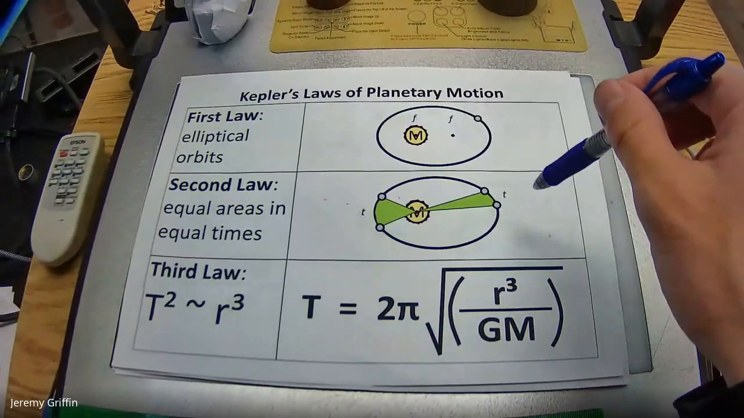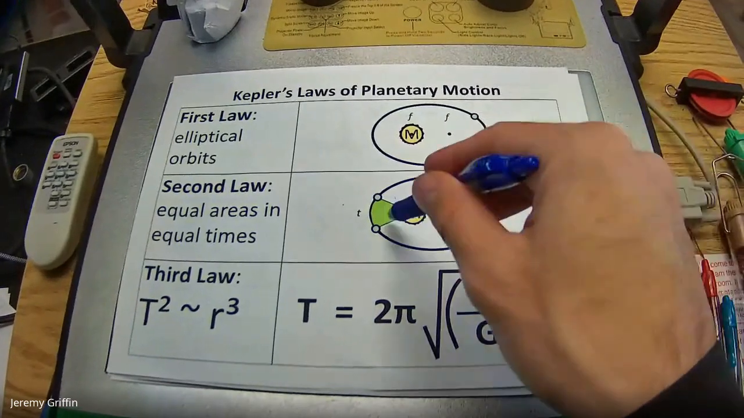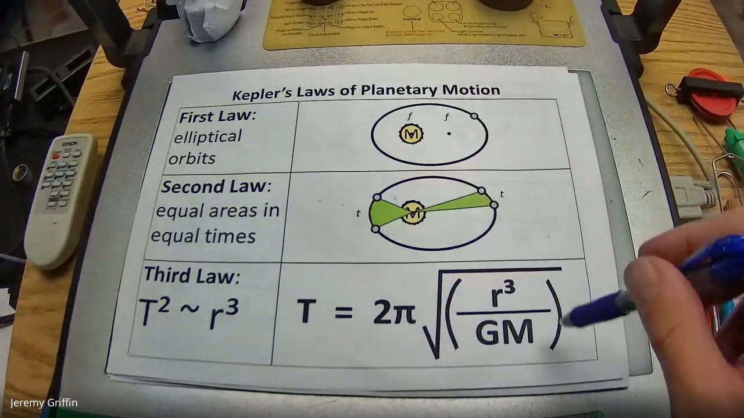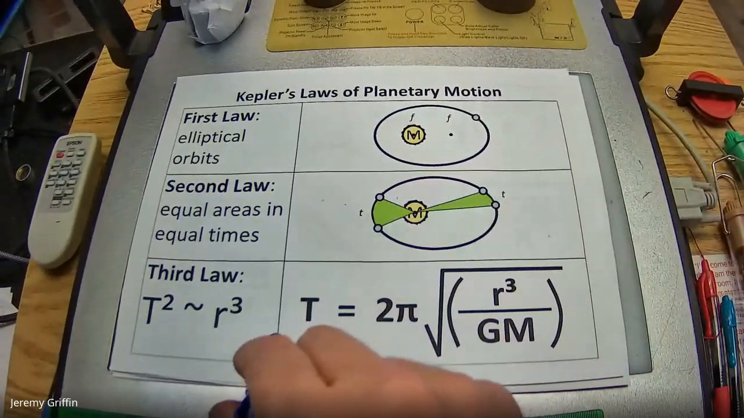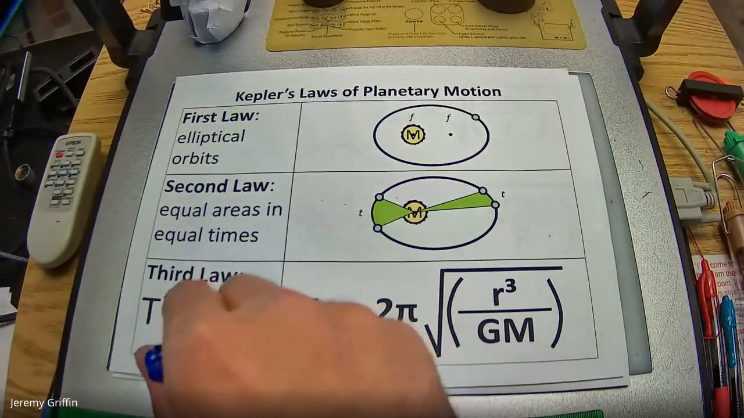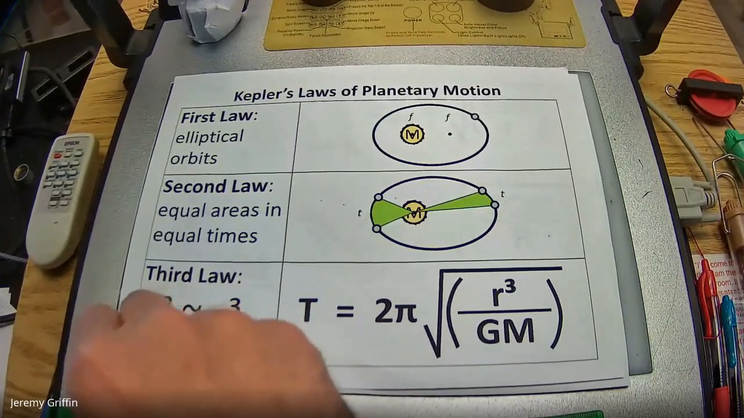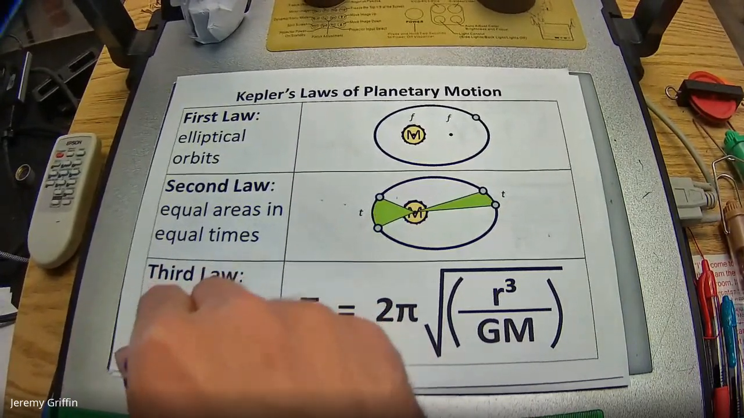So the second law of planetary motion is the equal size wedges for equal times rule. The third law of planetary motion, Kepler was able to figure out many years later, and it relates the time period of a planet around the star to its average distance from that star.